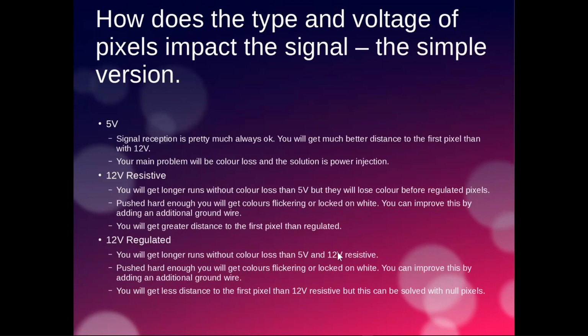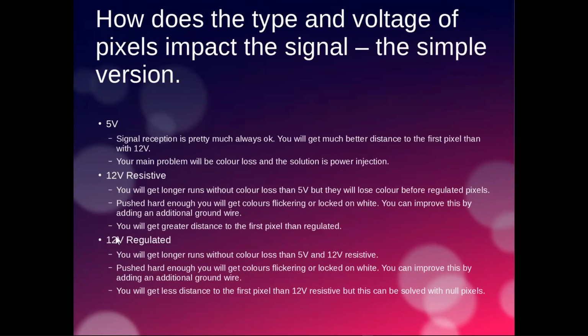So you will get longer runs without color loss than with both of these, but you will get flickering earlier with that long run. Of course, once you get past the first pixel, the 12-volt regulated pixels will be fine, as will the 12-volt resistive pixels. Once you get past the first pixels, you're always going to get more distance out of a 12-volt pixel, but you will always get a longer run with a 5-volt pixel. Right? And I know I run my 5-volt pixels over 20 meters with no problems at all, whereas you get flickering on those 12 volts.